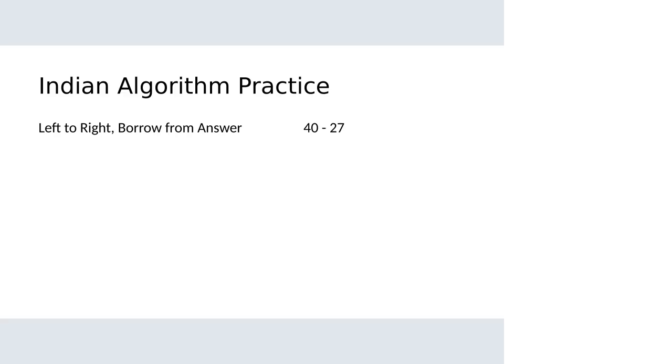It can be easy to think there's only one way to subtract, and then we kind of realize, well, maybe there is more than one way. There's more than one way to add. We saw partial sums and lattice on Monday. Maybe there's more than one way to subtract, and we're looking at the Indian algorithm right now.